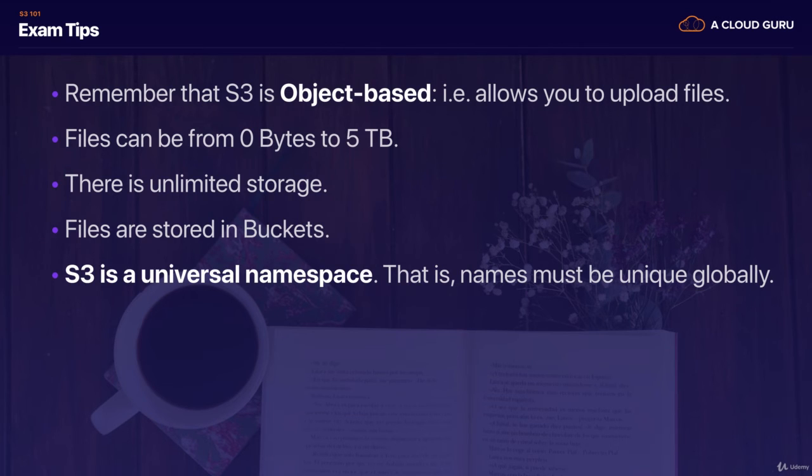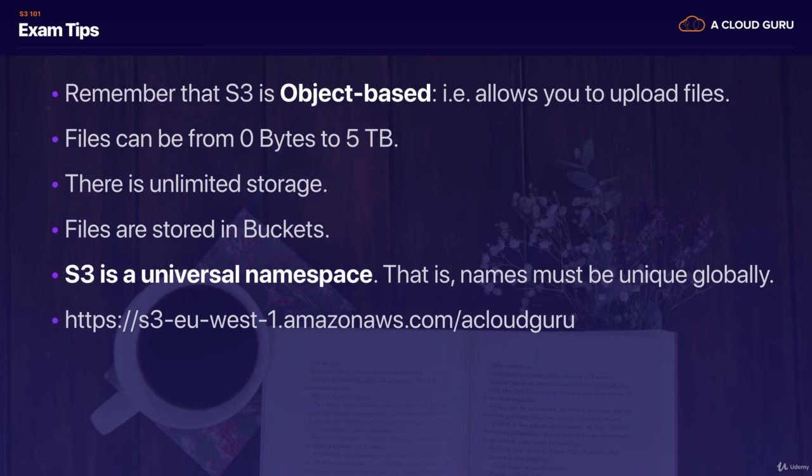Now, each bucket has to have its own unique name, and that is to say that S3 is a universal namespace. So you must have a unique name for your buckets. And when you create a bucket, it's going to generate an HTTPS link, and it's going to look like this. So it's going to be s3-eu-west-1, so S3 and then the region, and then .amazonaws.com/ and then your bucket name.